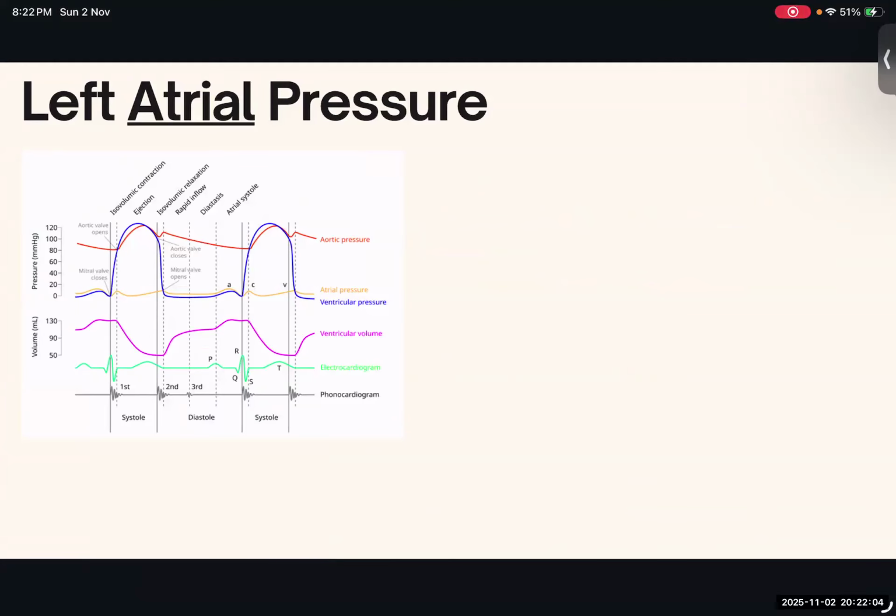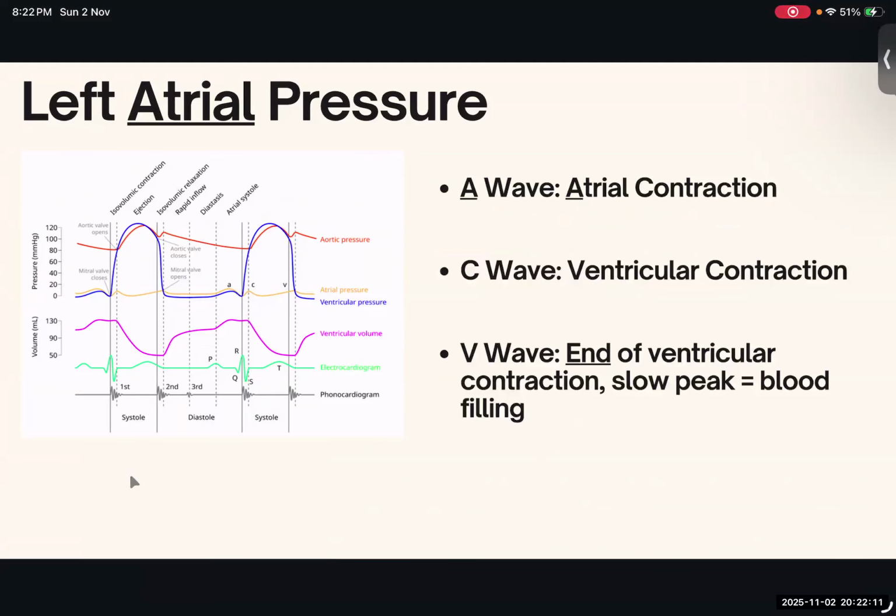Now, let's talk about left atrial pressure. It's this orange line right here. Dr. Moni did not focus on this too much, so we're not going to spend too much time on it. But when we have an atrial contraction, naturally, we'll see a bump in the left atrial pressure. The way I remembered the A wave was A for atrial contraction. Now, the C wave is going to be the ventricular contraction.